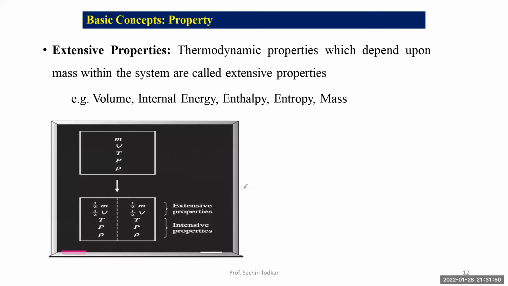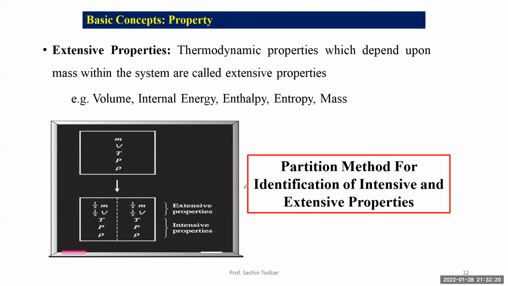Suppose we have one system with mass, volume, temperature, pressure, and density. And if I put a boundary in between, the mass will get half, volume will get half, but temperature will remain same, pressure will remain same, and density will remain same. So extensive properties are those which change with mass, and an intensive property is one where there will be no change with change in the mass. This is called the partition method for identification of intensive and extensive properties. You can remember it easily.